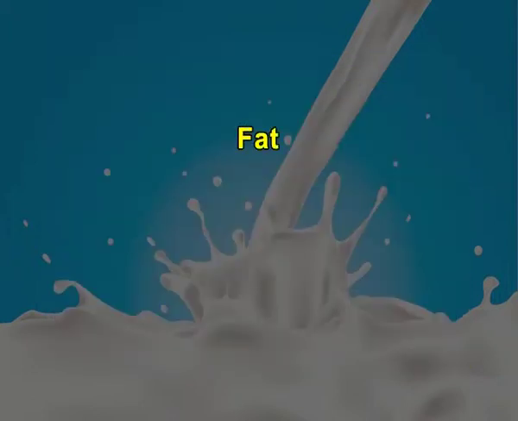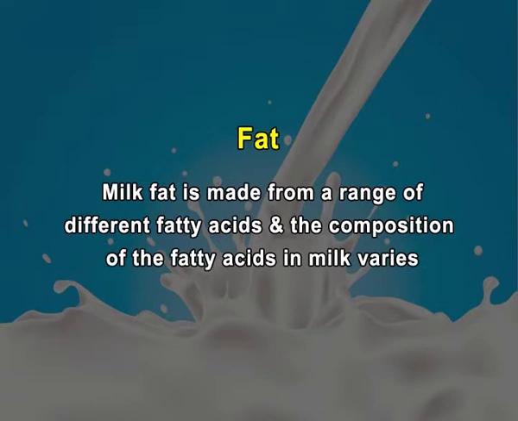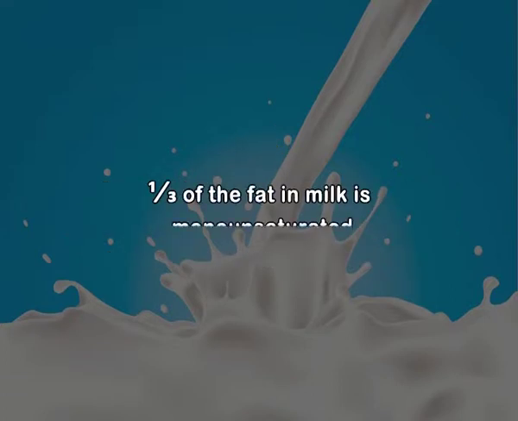Fat in the milk. Milk fat is made from a range of different fatty acids and the composition of the fatty acids in milk varies. About 1/3 of the fat in milk is monounsaturated. The remainder is mostly saturated, but some polyunsaturated fats and other minor fatty acids are also present.